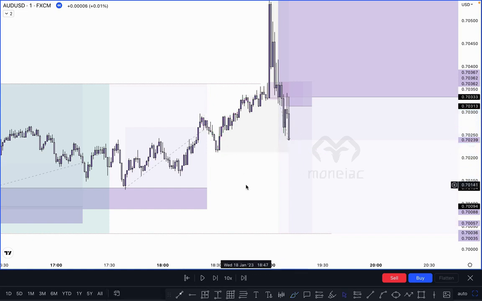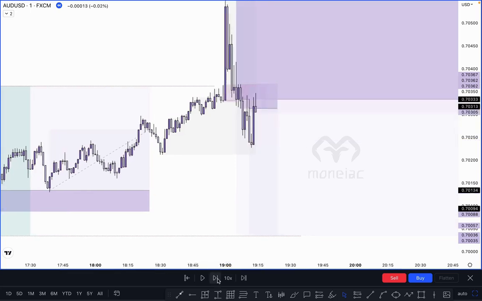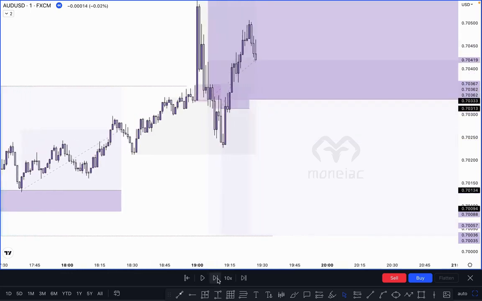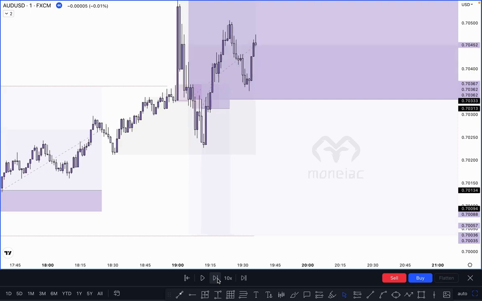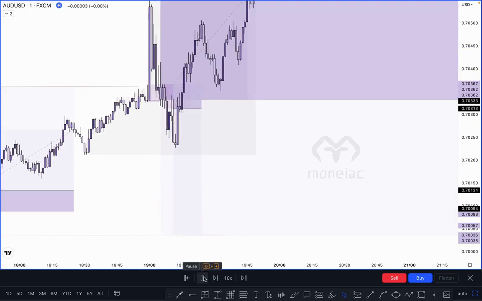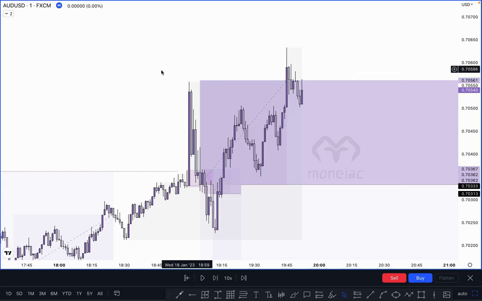So let's see what happened next after this move. All right, so let's see. Okay, so what happened here, finally the market hit our stop loss, and then after that, what happened here, you can see the market took out both stop losses here. So in these two trades I want to mention something.